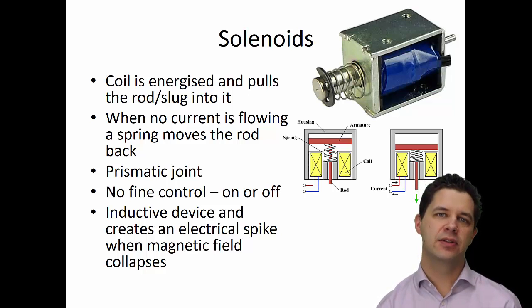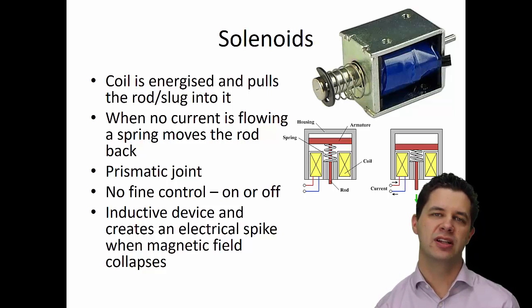And they are an inductive device, so they create a significant electrical spike when we de-energize our coil and the magnetic field collapses, and so we need some way of capturing this. We typically have a little snubber diode or something across there to take in this electrical energy that's been generated as a result.